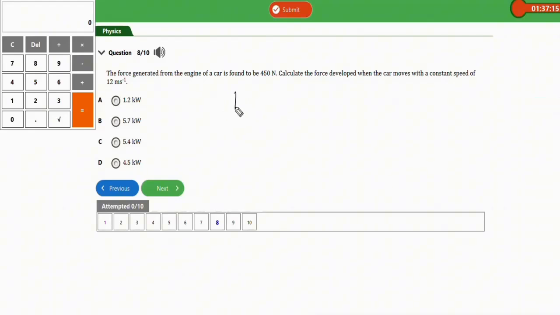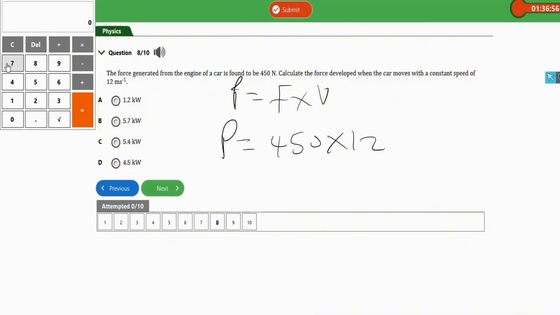So as we all know, power can be calculated using force times velocity. So we have in this question, we are looking for the power developed, right? So power developed will be, force is 450 Newton times velocity is 12. So let's punch this on the calculator. We have 450 times 12. So the output is what? 5,400 watts. If you are converting 5,400 watts to kilowatts, it is equivalent to 5.4 kilowatts. Alright, so the correct option is option C. That's it for this question.